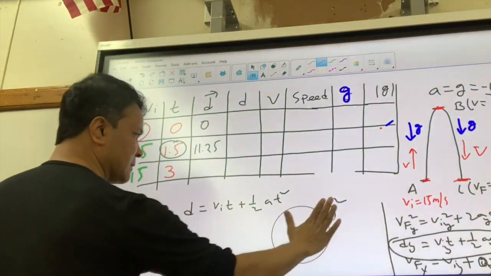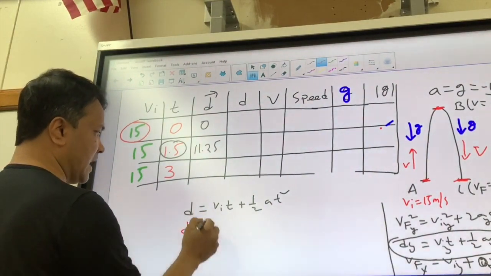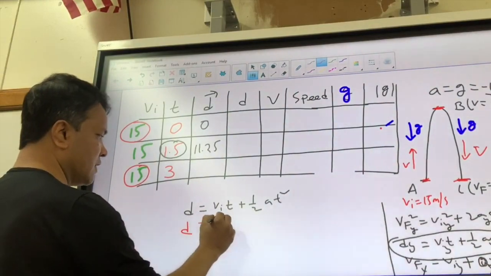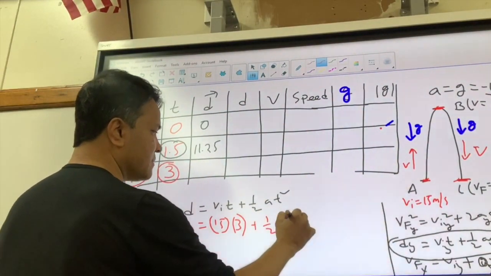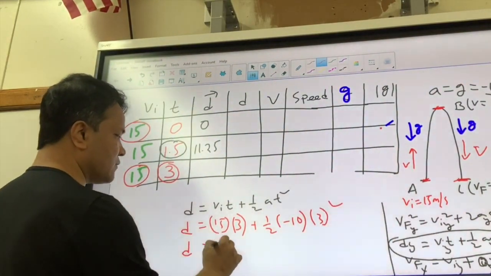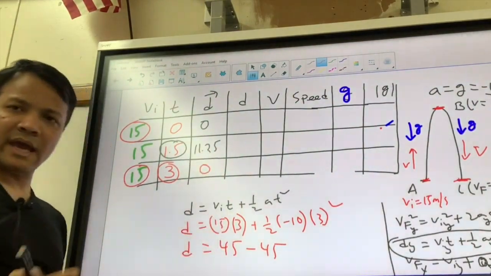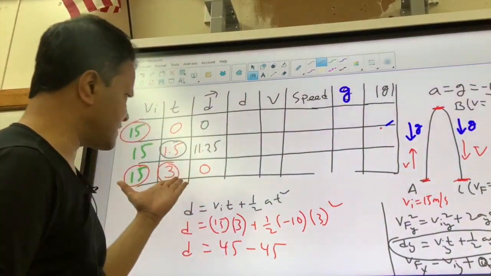So let's take a look. D is equal to Vi t plus a half a t squared. In this case, Vi is 15, and time is 3, plus a half negative 10 times 3 squared. So D is equal to 45 minus 45. So the displacement is 0. I said the displacement is 0, and you see displacement is 0.